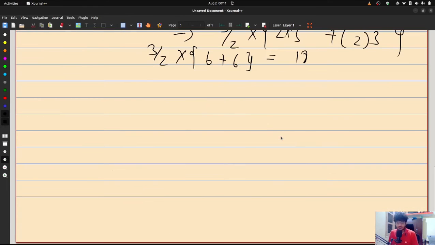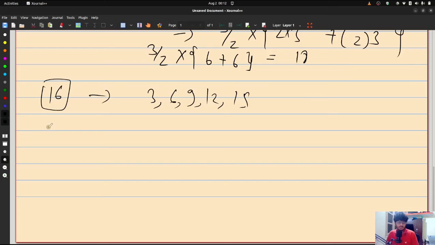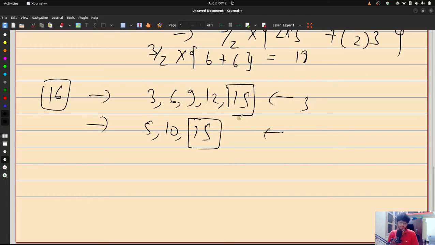But there is one problem. Let's say our input is 16. The multiples of 3 inside 16 are 3, 6, 9, 12, 15. For the multiples of 5, we have 5, 10 and 15. So if you see, 15 is coming here also and 15 is coming here also. So this is a problem. We cannot take 15 two times.